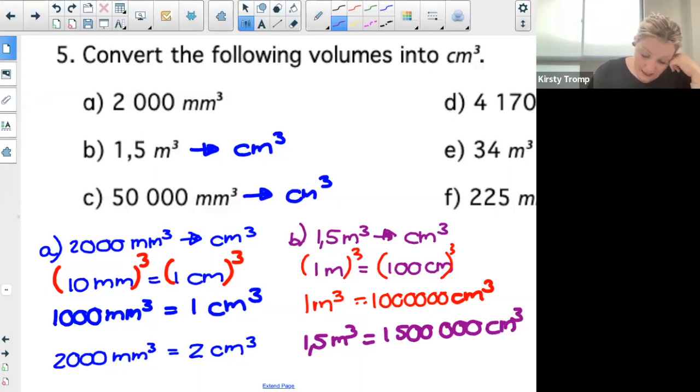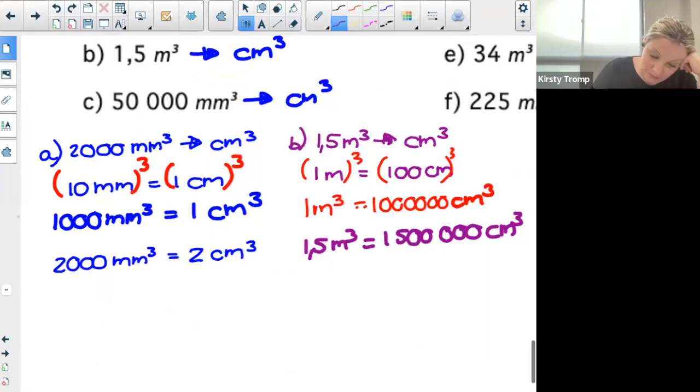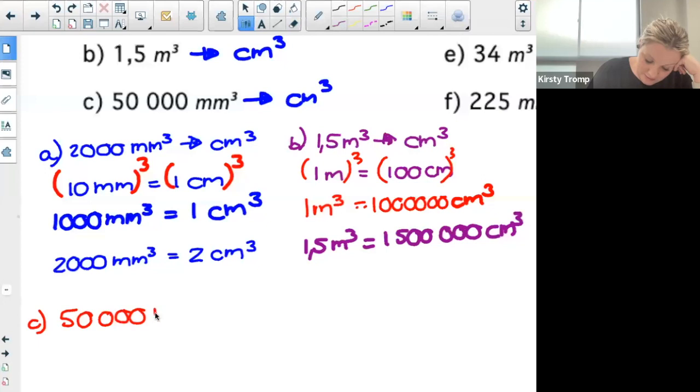And my final question was another one that had millimeters cubed in it. So yay, because we already calculated those ones. Thank goodness for that. So we can go straight into C, 50,000 millimeters cubed. We said earlier on that 1,000 millimeters cubed equals 1 centimeter cubed. So what do we need to do? We need to divide by 1,000. So we get 50 centimeters cubed.